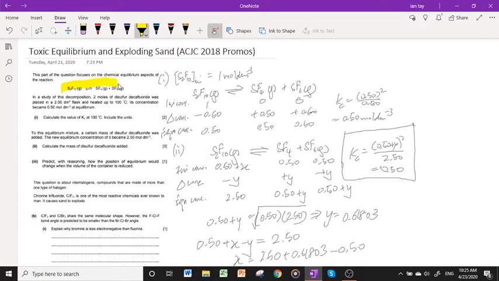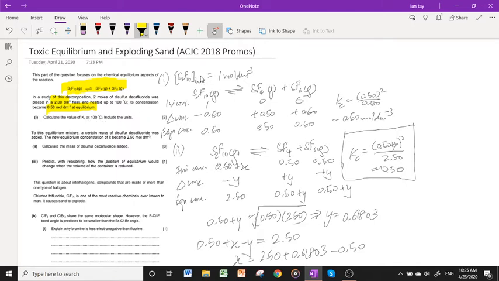This one right here. And so in a study of this decomposition, 2 moles of disulfur decafluoride was placed in a 2 dm³ flask and heated up to 100 degrees Celsius. Concentration became 0.5 mole per dm³ at equilibrium. So calculate the value of Kc at 100 degrees Celsius, including the units.